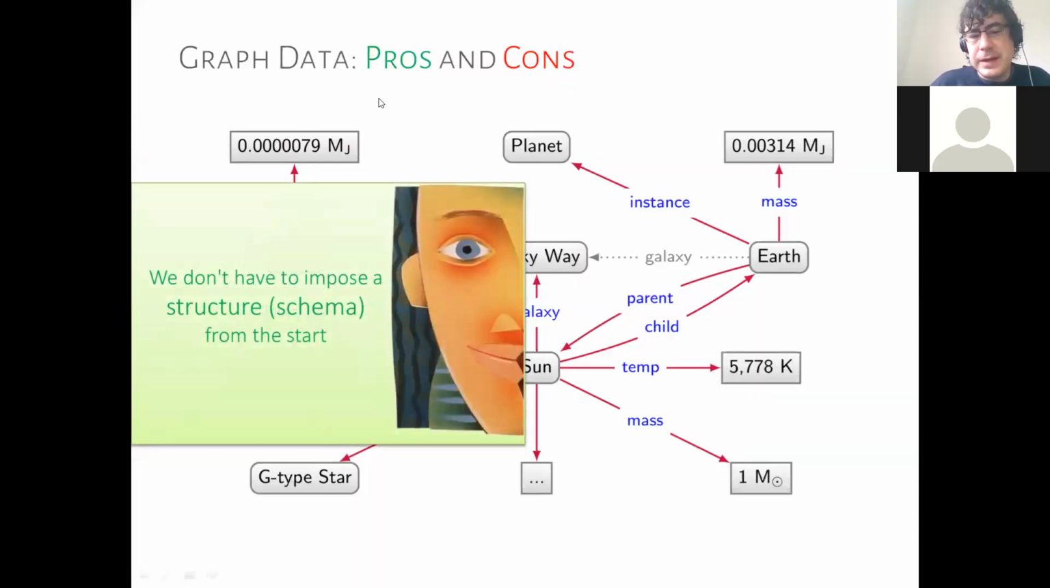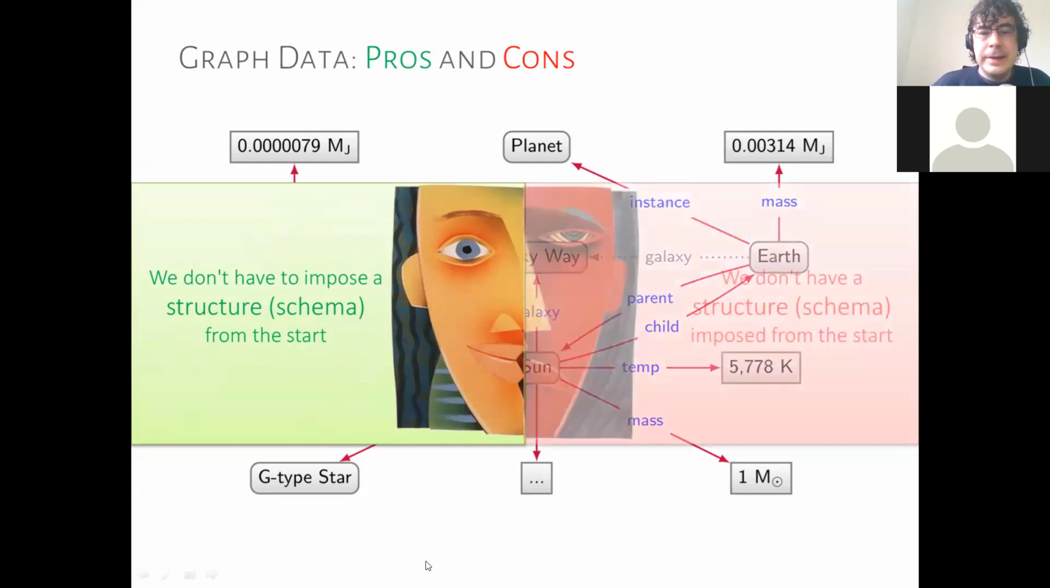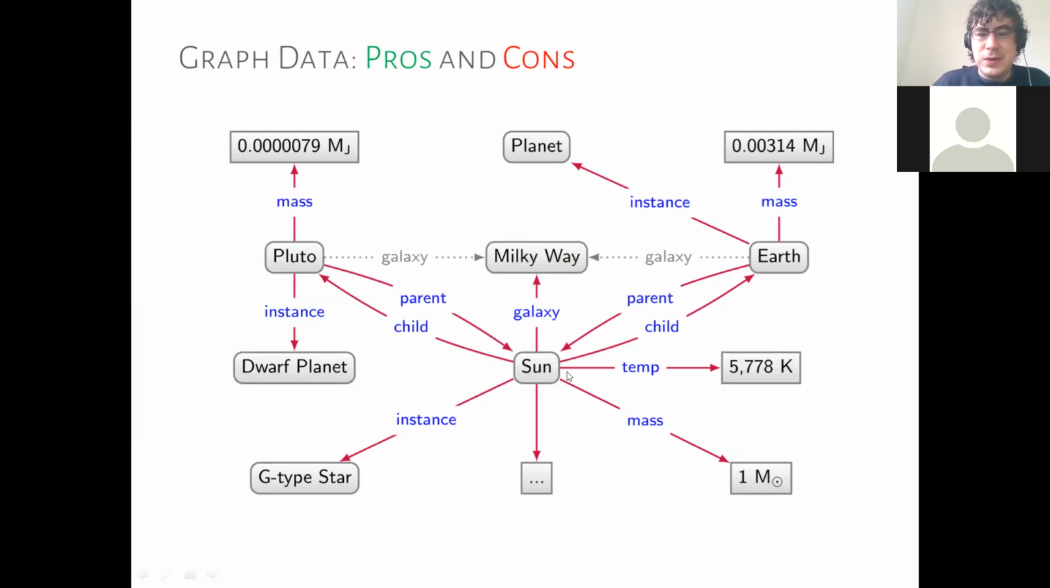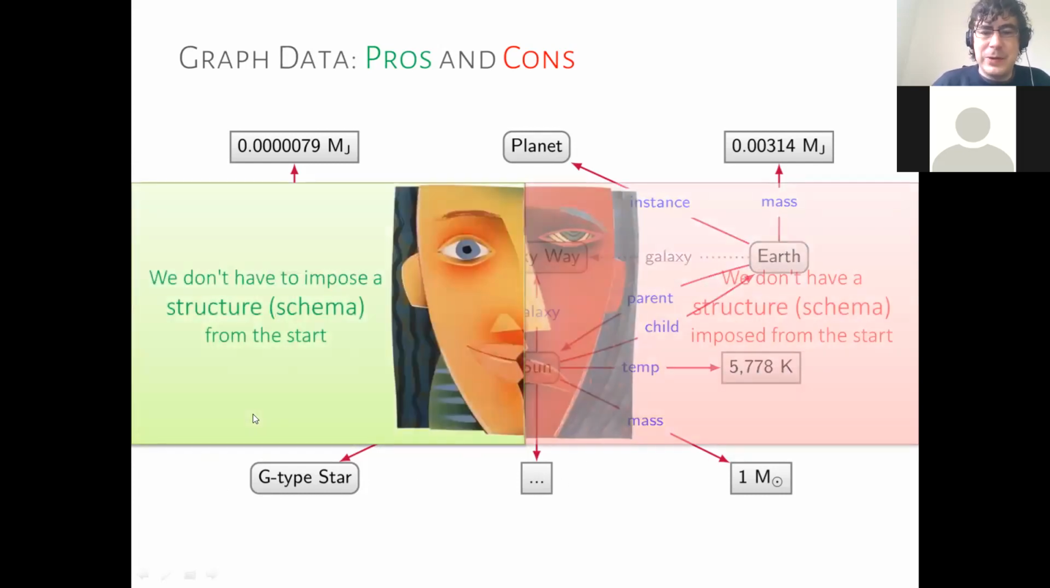On the other hand, for graph data, the advantage is that we don't have to impose a structure or a schema from the start. This is particularly great if we don't know what we're going to model at the start; we don't have to sit down and design that schema. We can just add data more organically. And the disadvantage is that we don't have a structure or a schema imposed from the start. So it can sometimes be difficult to define what's in a very large graph of data, because there's no natural description of the schema of the graph. It can be very diverse, with different types of nodes and edges all mixed together in the graph.